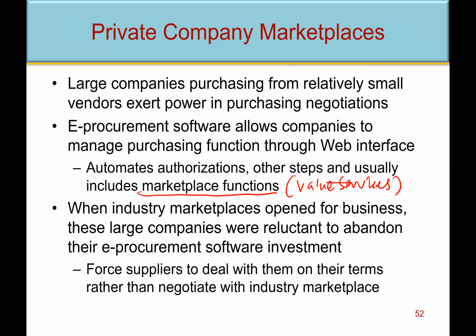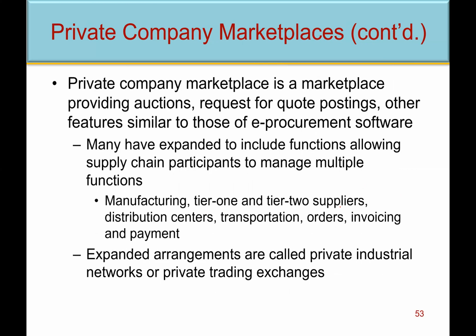Okay, so when industry marketplaces opened for business, these large companies were reluctant to abandon their e-procurement software investment. So what they do, they force suppliers to deal with them on their terms rather than negotiate with the industry marketplace. So a private company marketplace is a marketplace providing auctions, requests for quotes, posting, and other features similar to those of e-procurement software. Quite similar. These are some of the value.